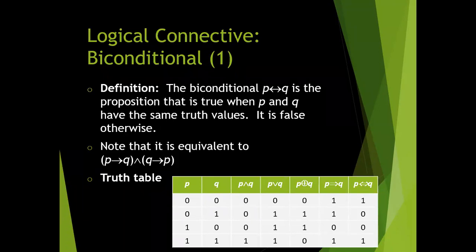Means if P is true, then Q must be true to make the biconditional true. If P is false, then Q must be false to make the biconditional true. Means if both P and Q have the same value, true and true or false and false, no issue, but they must have the same value. Then the biconditional will become true. Now let's see an example.